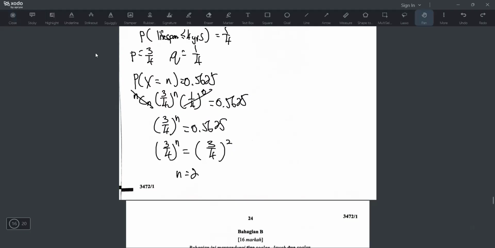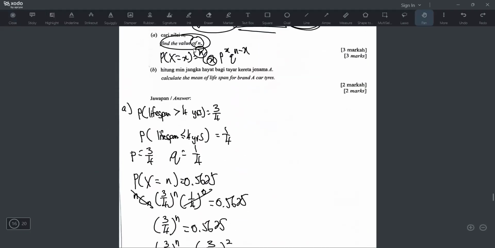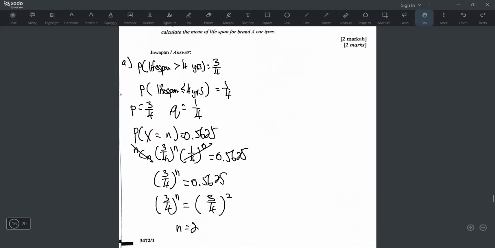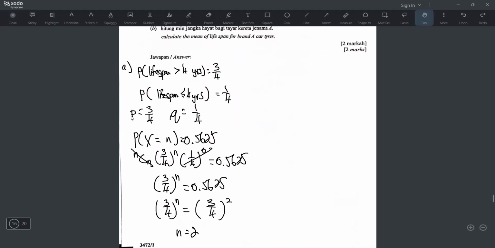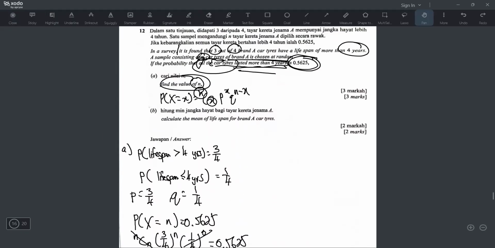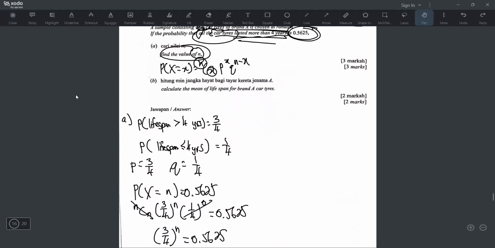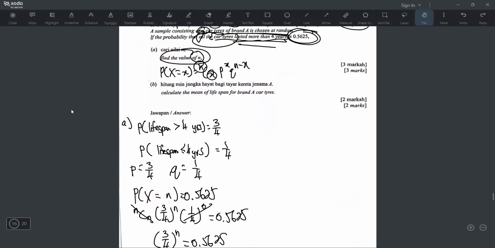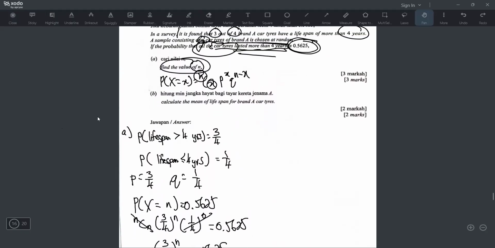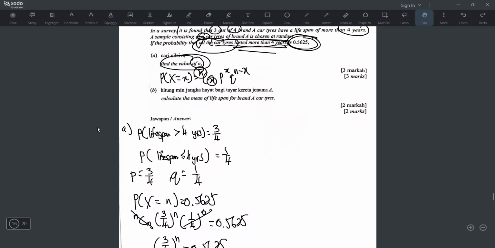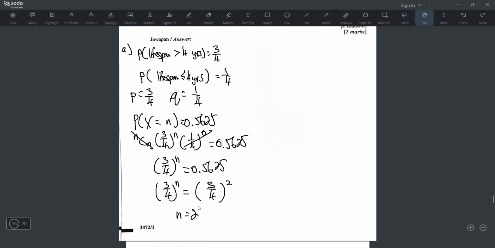Okay, so let me explain again. The reason I know the n will be an integer, I know the n will not be decimal, is because n represents number of trial ataupun how many times you choose, right? How many times you choose lah. So it cannot have decimal.